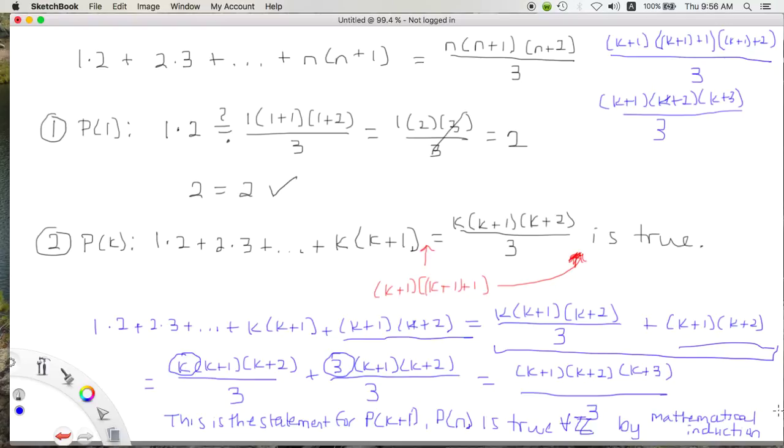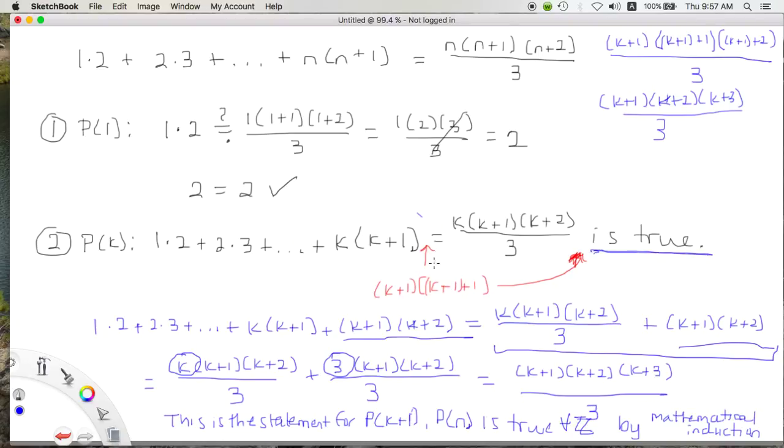Okay, so mathematical induction. Once you get to the point where you've simplified this down and you get what you would have gotten if you plugged in k plus 1 to the original thing, then you've proven it. So how do we do this? Well, we start with what we're trying to prove. Then you show that the anchor is true. So p of 1, show that that's true. Then you write down your inductive hypothesis, which is the p of k term. So you just plug in k and you write that it is true.